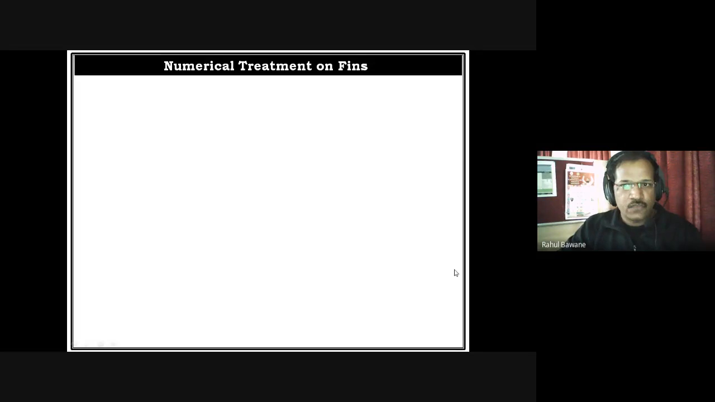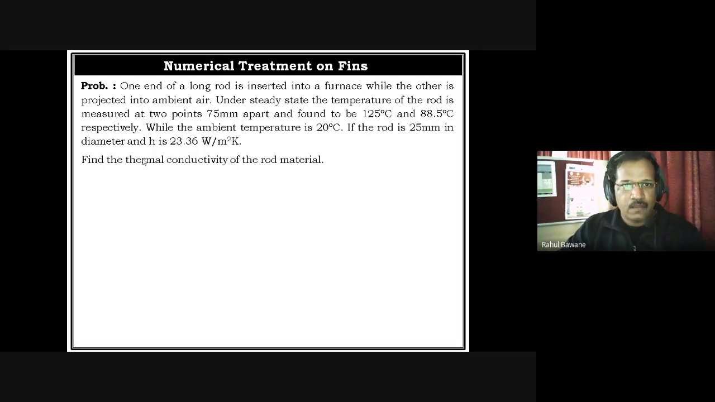So first numerical, the statement given is: one end of a long rod is inserted into a furnace while the other end is projected into the ambient air. That means there is one rod. It is not exactly a fin, but when this rod is inserted into a furnace wall and the second end is left open in a surrounding fluid, ambient air, it will behave like a fin.